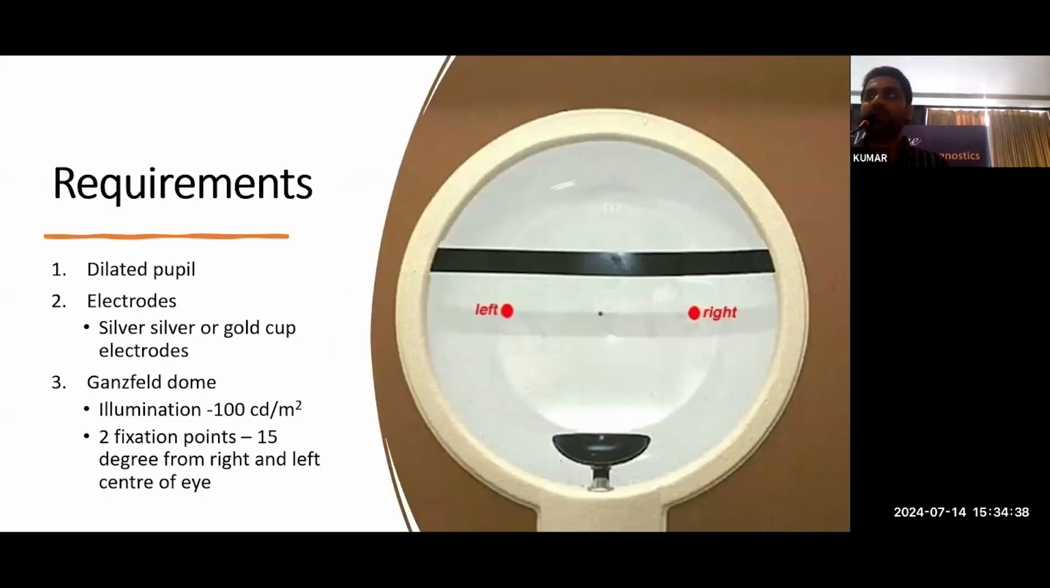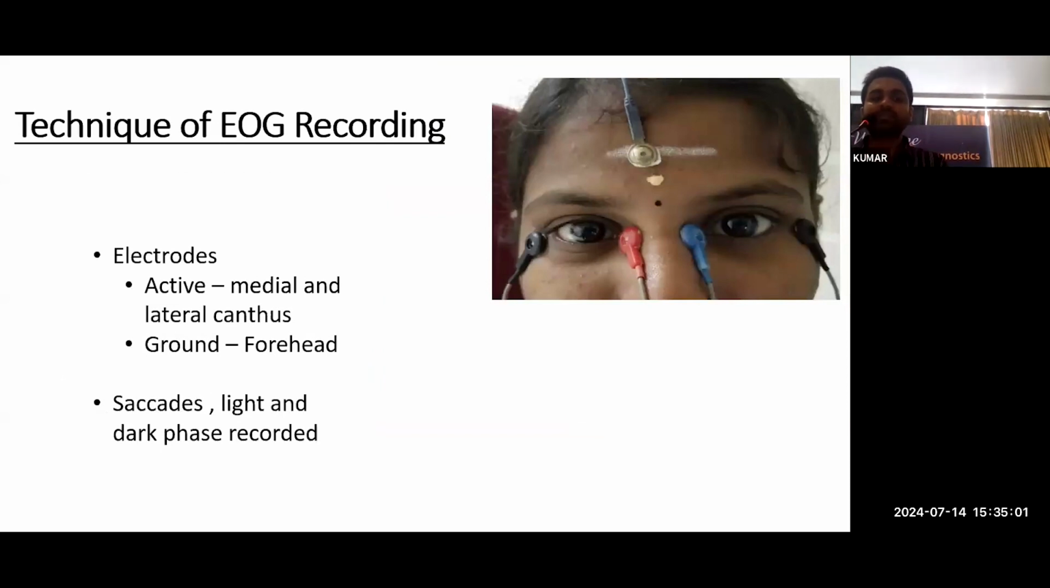So how do we perform an electrooculography? The patient needs to be in a dilated state, and we have active and ground electrodes, which are made of silver, and gold cup electrodes. And you have a Ganzfeld dome, which has uniform illumination of about 100 candela per meter square, with two fixation points, as shown in the picture, about 15 degrees to the right and left of the center of the eye. The active electrode is placed on the medial and lateral canthus of the eye, and the ground electrode is placed on the forehead. The saccades, the light and dark phase are then recorded.